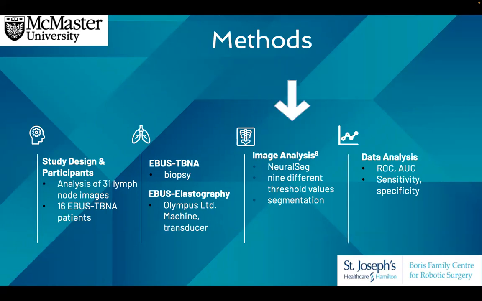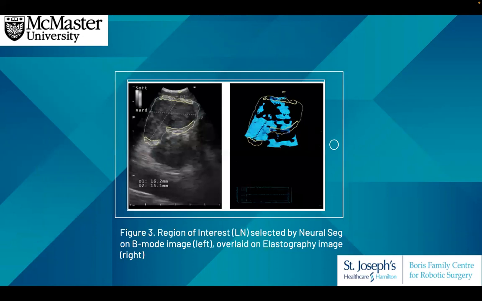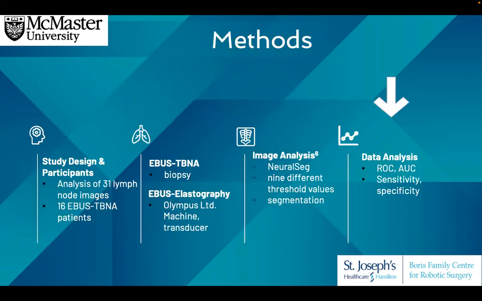In regard to imaging analysis, NeuroSeg, an artificial intelligence deep neural network, was trained by our research group to segment the lymph node on the B-mode image. The segmentation was then overlaid on the elastography color maps to extract the color information. Nine different thresholds on the 0 to 255 color scale were analyzed. The blue threshold was determined using the receiver operating characteristic curve and the area under the curve. Stiffness area ratio was determined using diagnostic statistics.